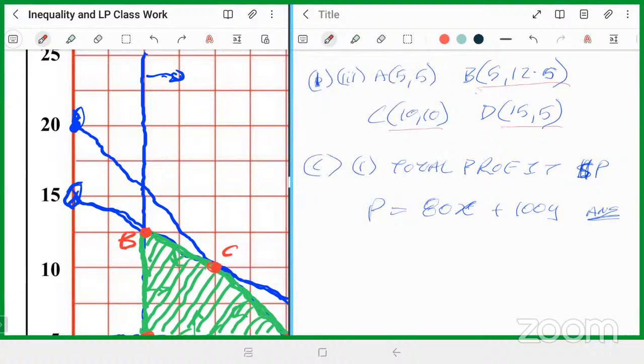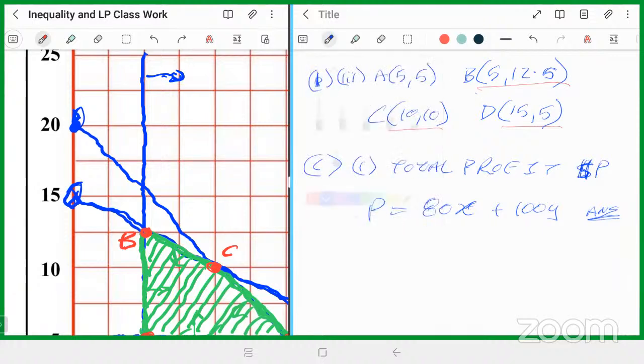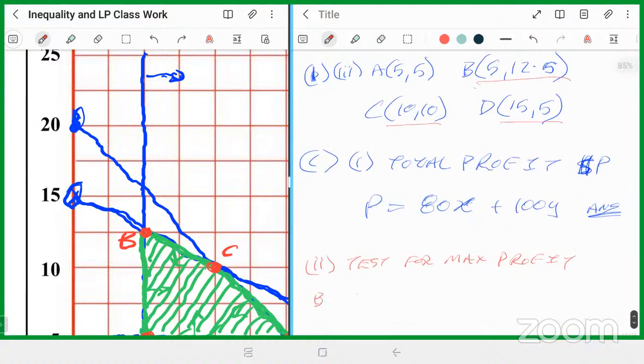All right, so let's go now. So for part 2, we're going to have to test for maximum profit first. We're going to test point B first. B, which is 5, 12.5. You're basically plugging in these values in this profit formula for the X and the Y. That's what you're doing. I'll work it out.